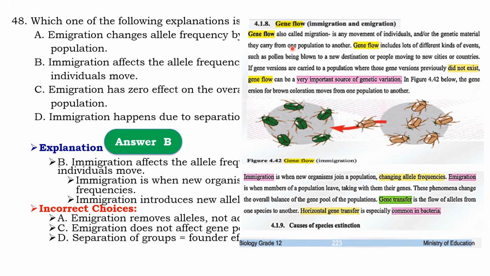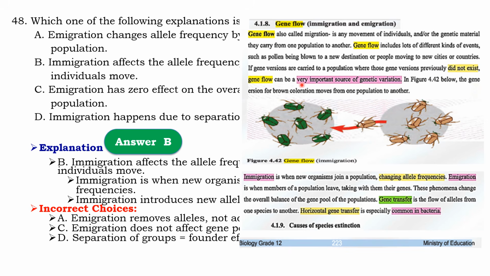So when we look at gene flow, also called migration, it is any movement of individuals and genetic material from one population to another. Gene flow includes a lot of different kinds of events, such as pollen being blown to a new destination or people moving to a new site or country.